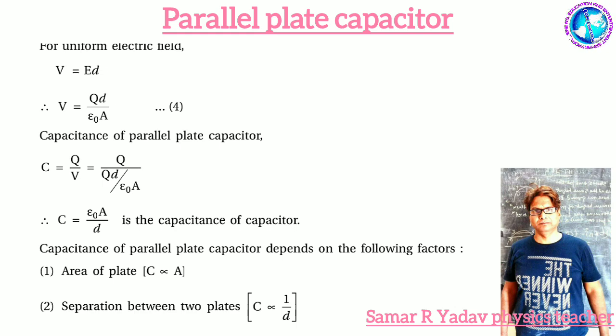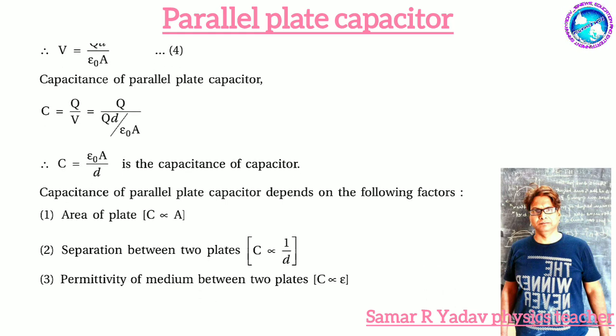The capacitance of a parallel plate capacitor depends on the following factors. First, the area of the plate, that is C is proportional to A. Second, the separation between the two plates, that is C is proportional to 1 upon d. And third, the permittivity of the medium between the two plates, C is proportional to epsilon.